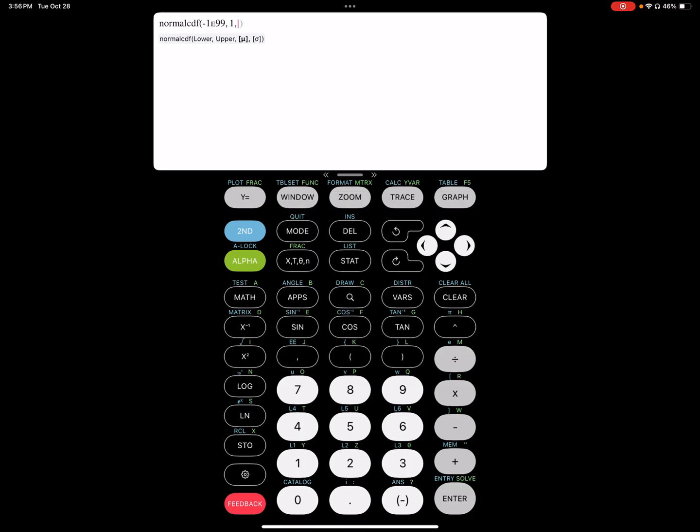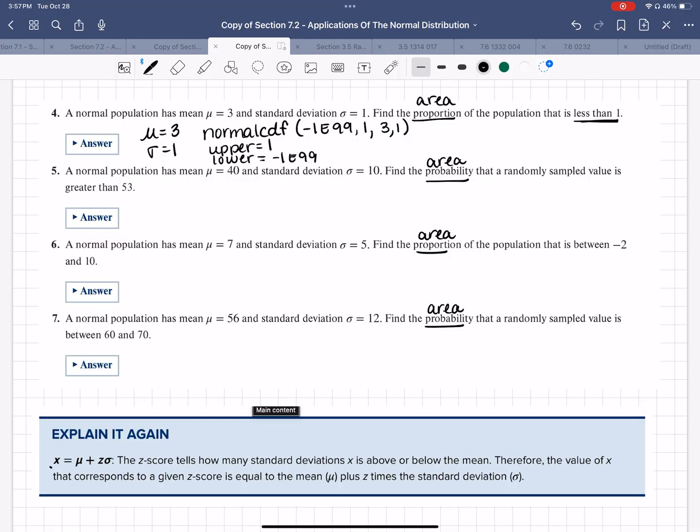Then now it wants my mu, or my mean. The mean here is 3. And then it wants my standard deviation, which in this particular case is 1. Okay? We hit enter and we get 0.0228. So that gives me 0.0228.